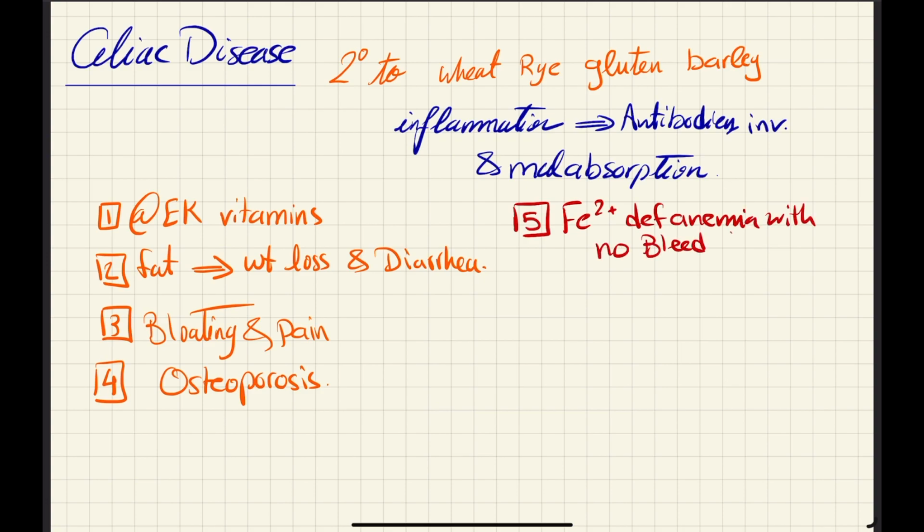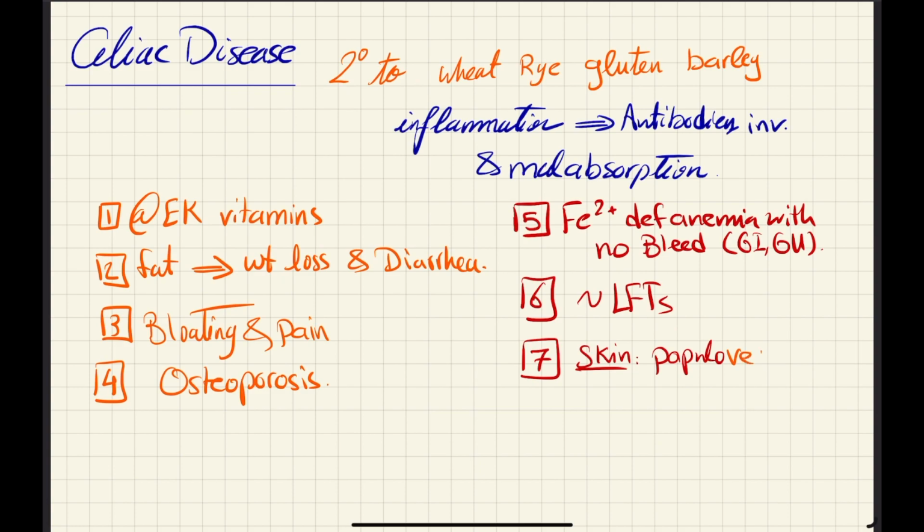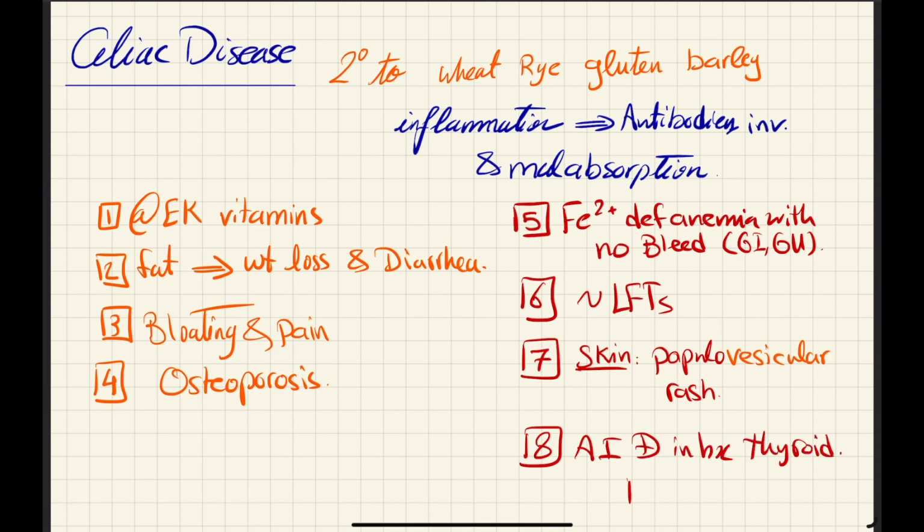Now, for the other manifestations, we will have iron deficiency. And usually it will not be related to bleeding. So when you see patients who have no history of bleeding and have iron deficiency, think of celiac disease. Also disturbed LFTs, liver function tests. And there is a unique feature of the skin. It's the papulovesicular rash, dermatitis herpetiformis, we'll discuss it later. And autoimmune diseases, other diseases like thyroid and diabetes. And usually it is diabetes type 1.